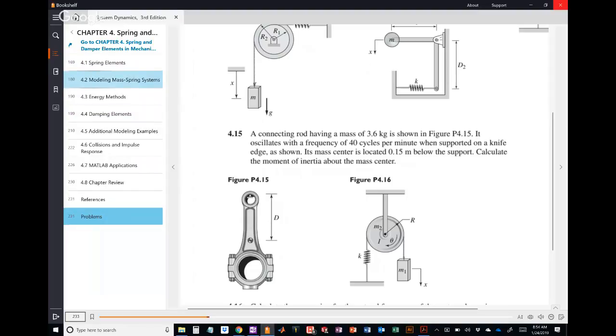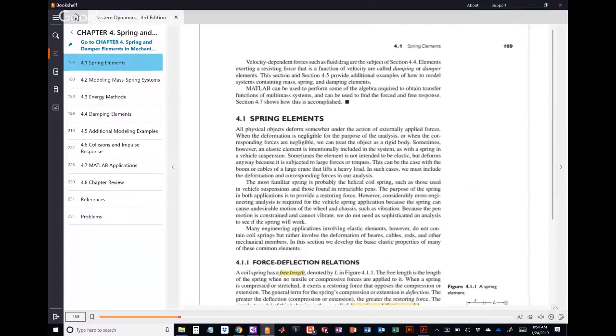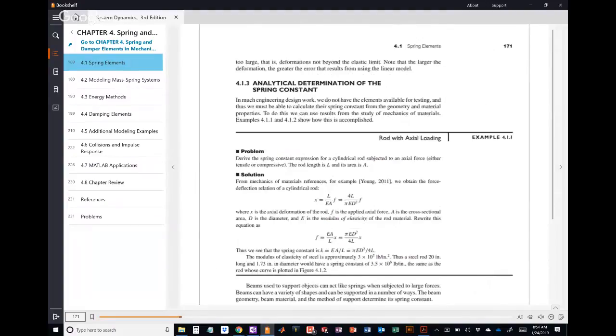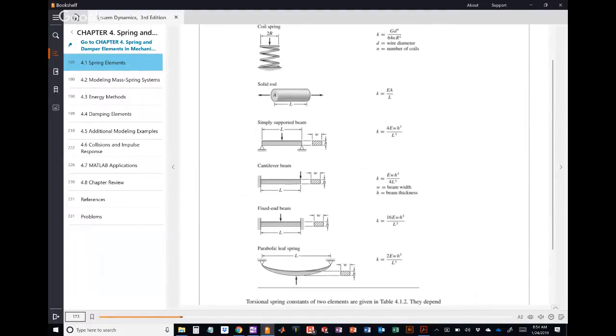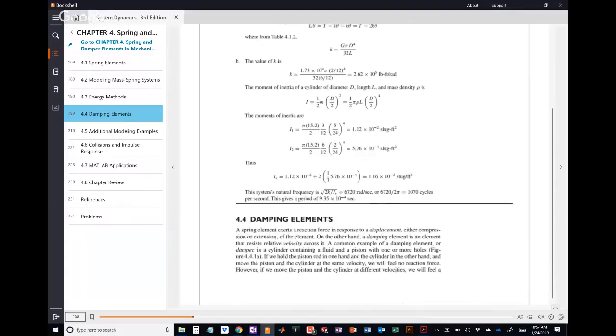What you'll find here in chapter 4 primarily is how do we handle springs. It actually gave us these relationships for the springs, and then it talked about how do we handle the dampers.